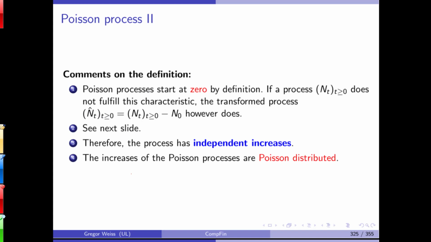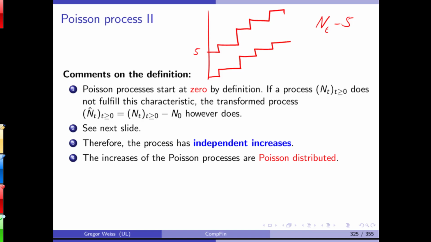Some comments. Again, it starts at 0. If a process N_t does not fulfill this characteristic, you can use the transformed process. You can simply subtract N_0, and we'll later on see the process will look like this. And very simple, if it starts at 5, well, then just take N_t minus 5, and then it will look like this.